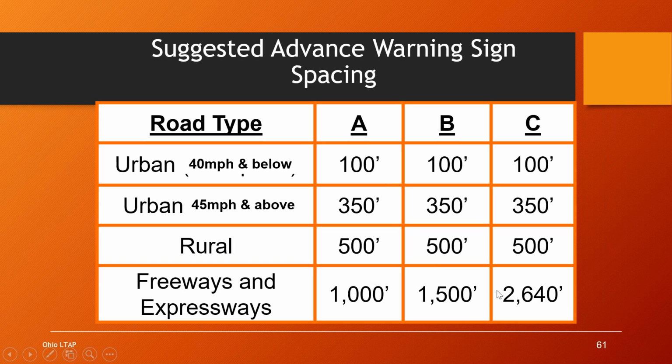And then on a freeway, we have a different value for A, B, and C in each one. So it could go from a half mile to a quarter mile to 1,000 feet between signs.